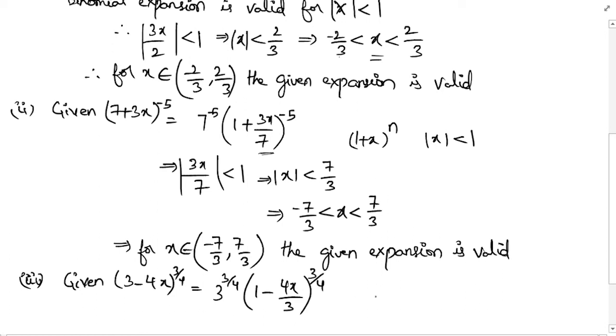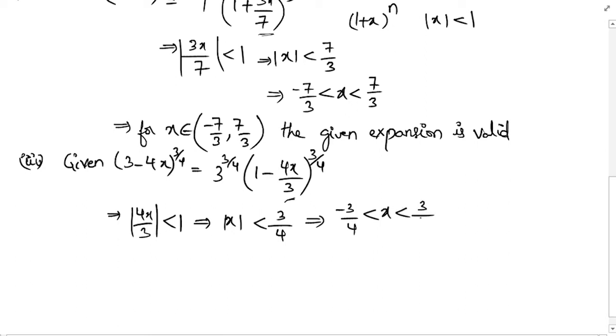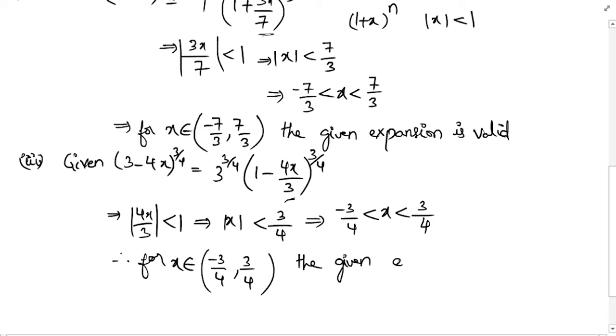So that implies mod of 4x by 3, this one. Mod of 4x by 3 is less than 1. That implies mod x is less than 3 by 4. That implies minus 3 by 4 is less than x is less than 3 by 4. So therefore, for x belonging to (minus 3 by 4, 3 by 4), the given expansion is valid. Okay, so the given expansion is valid for these values.